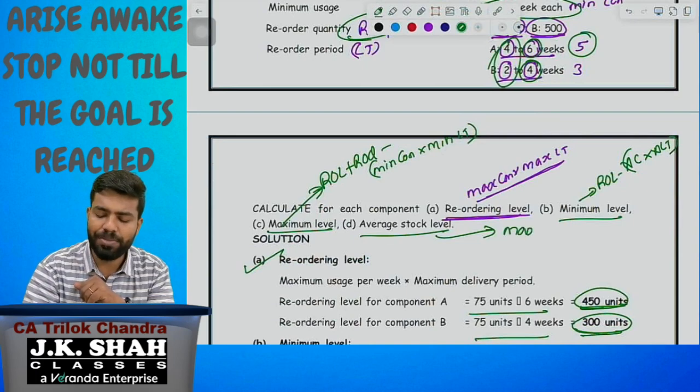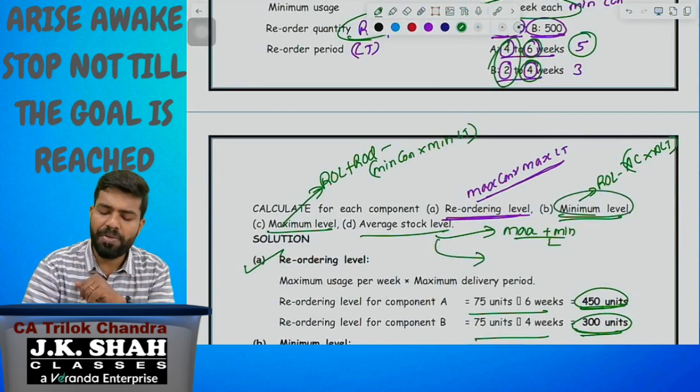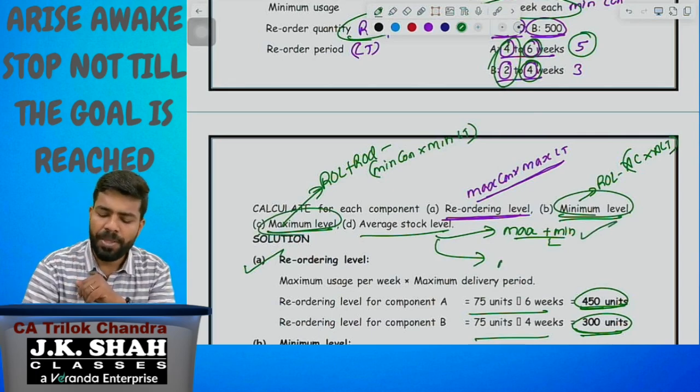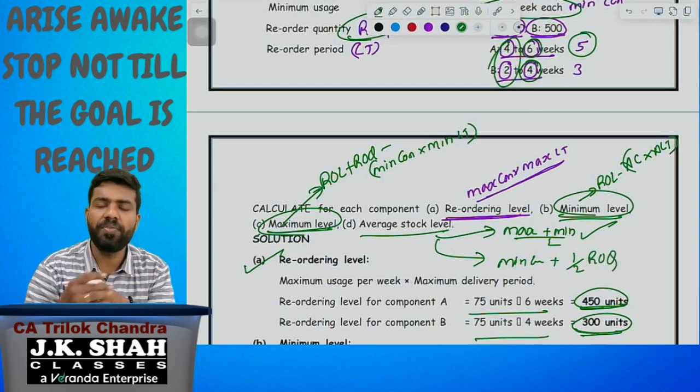One is maximum level plus minimum level divided by 2. Minimum level and maximum level are already calculated, so we can use this formula. The second formula is minimum level, which we already calculated, plus half of ROQ. ROQ is given in the question. So minimum level plus half ROQ.